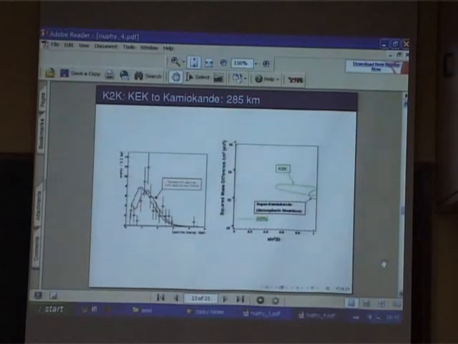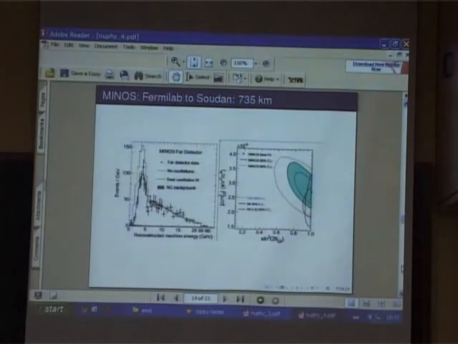So K2K was the one which confirmed this for the first time. Another important experiment which is going on till now is called MINOS. This starts from Fermilab and it goes to the Soudan mine in Minnesota. This distance is about 700 kilometers. So now you can see our estimates were 1 GeV is 500 kilometers, so 750 kilometers is 1.5 GeV.